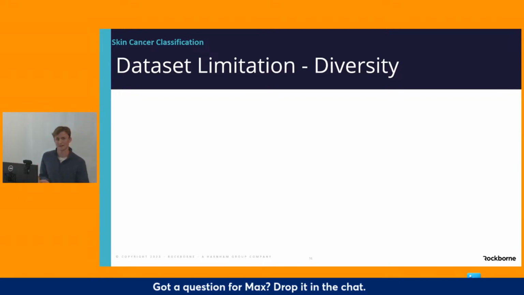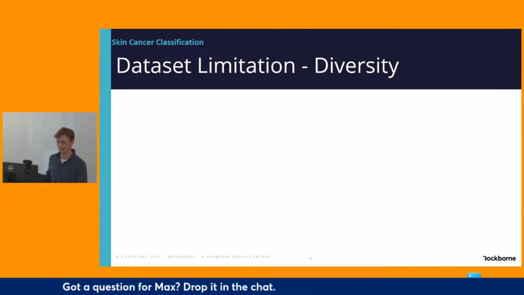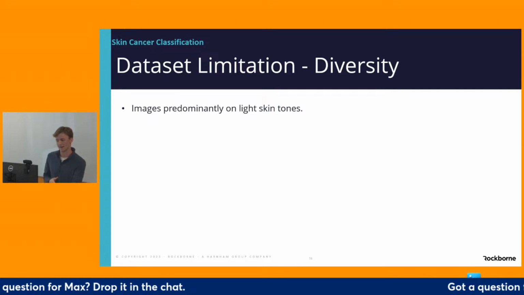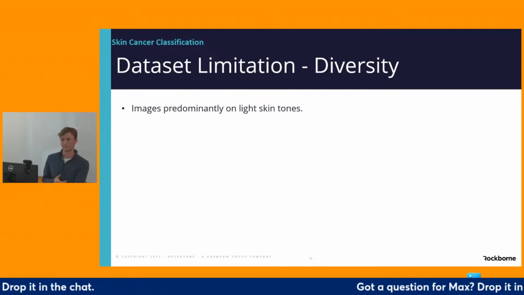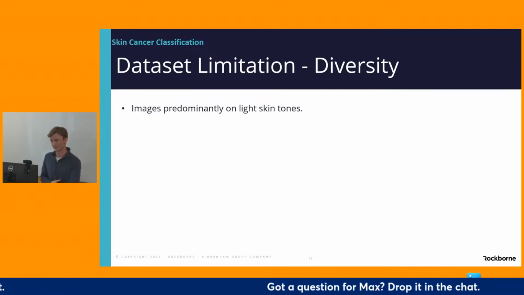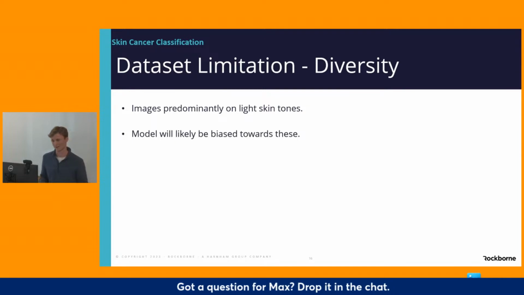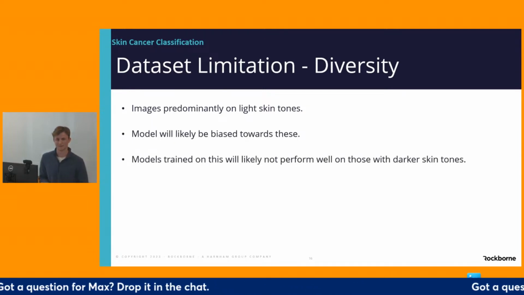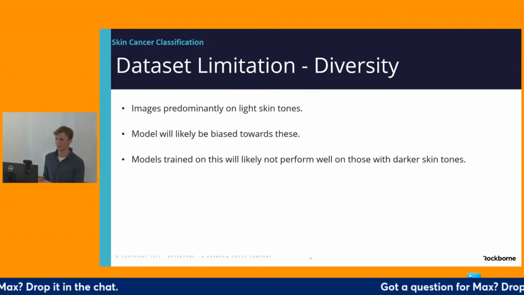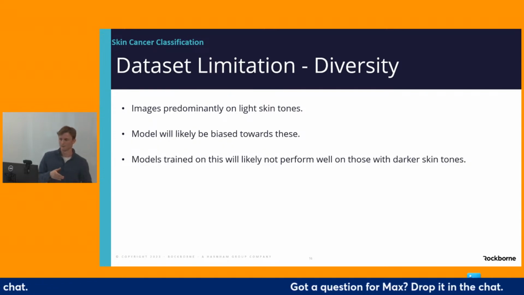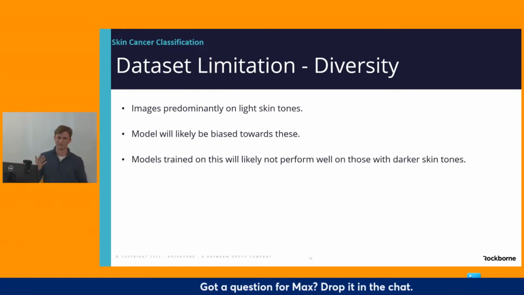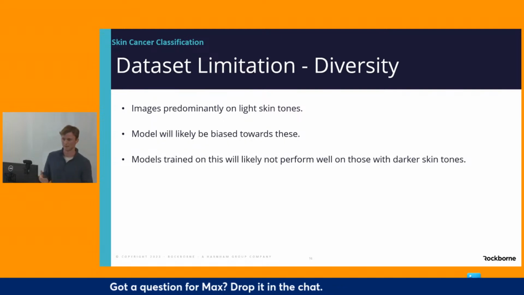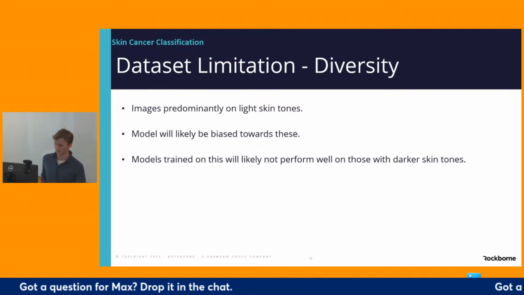Yeah, I should highlight at this point as well, there was a big limitation of the data set, and that was on diversity. Almost all of the images were on lighter skin tones, and this will likely bias my models towards these. So yeah, for darker skin tones, the models I've trained probably won't perform very well, and I take the accuracies I have later on as being for lighter skin tones.